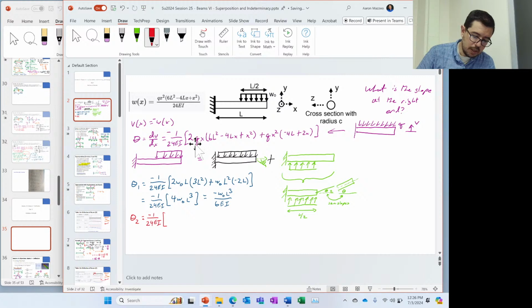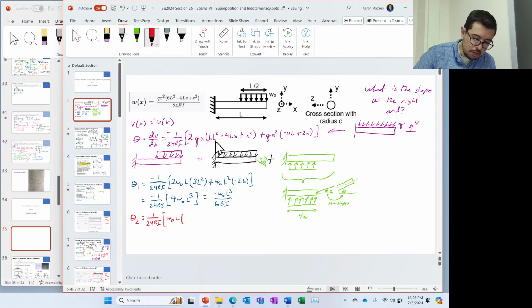This is going to be 2W0 times L over 2. I know 2 times L over 2 is just L, so will you give that to me at least? And it's actually not minus, it's actually positive because it's the opposite direction. So this is going to be W0 L, and then 6L squared.